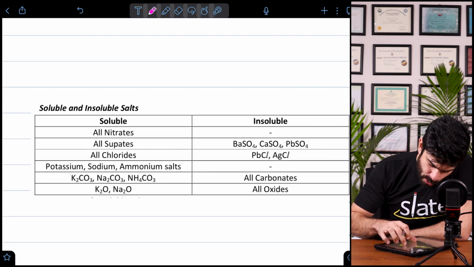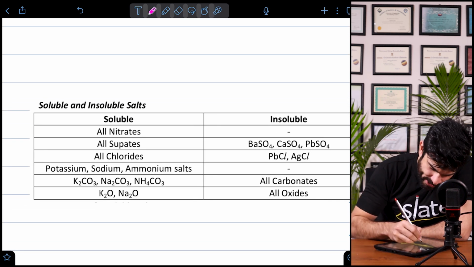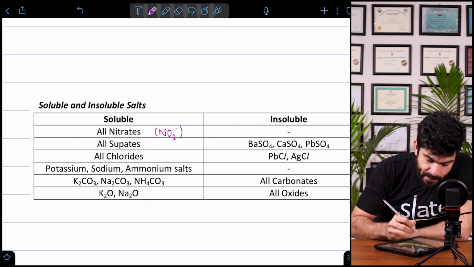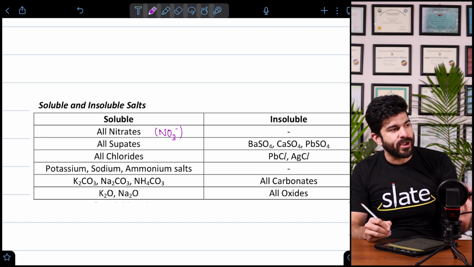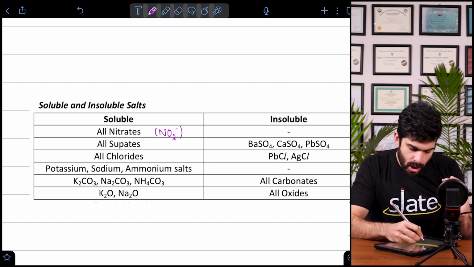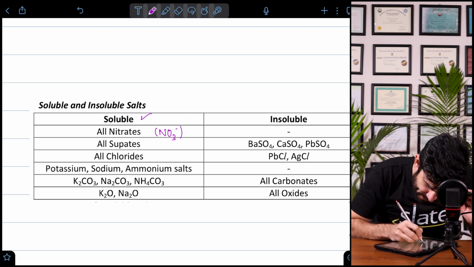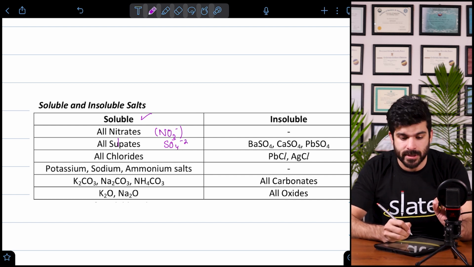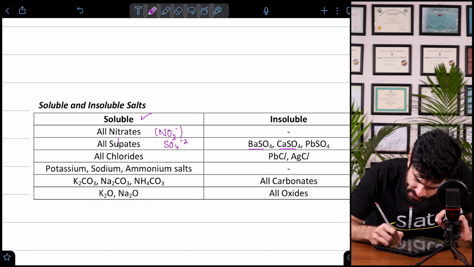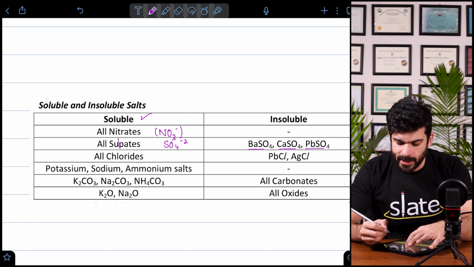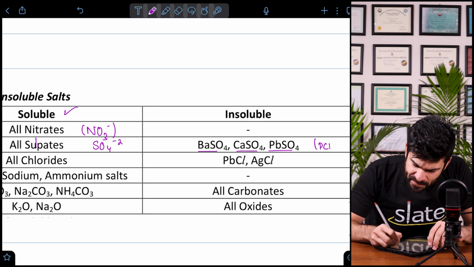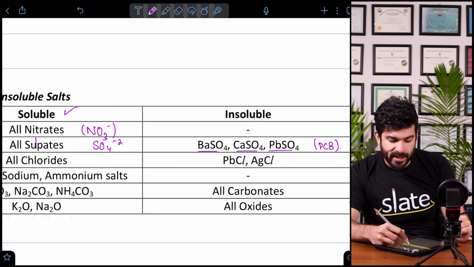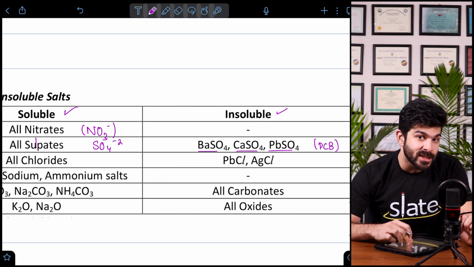Whenever you see a nitrate, the NO3 minus ion, remember, if there is an anion of nitrate in the compound, they are all soluble. If you see a sulfate, SO4 2-, they are all soluble, but barium sulfate, calcium sulfate, and lead sulfate are not. There is a shortcut to remember, which is PCB for sulfates. Barium sulfate, calcium sulfate, and lead sulfate are insoluble. All sulfates are soluble, these 3 are insoluble.